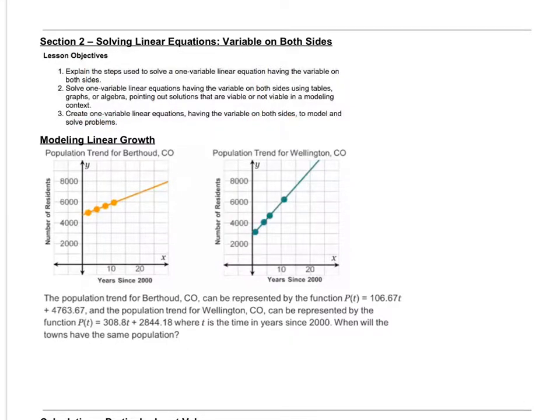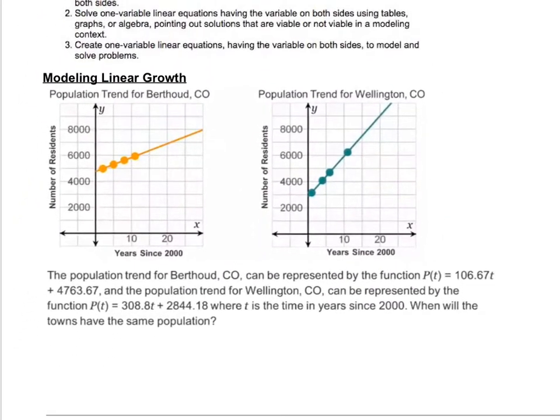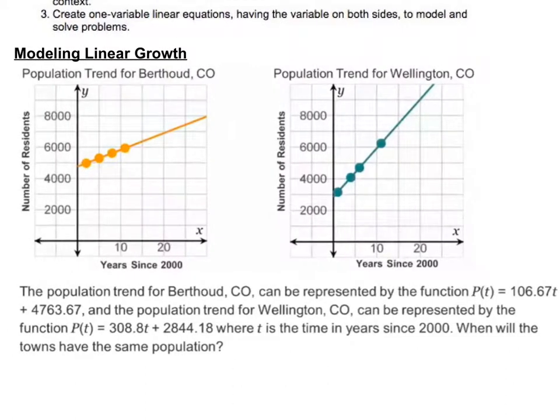solve problems. So, first thing we want to talk about here is this problem where you've got these two towns in Colorado, okay? You've got the population for Berthoud, Colorado, and then you have a population trend for Wellington, Colorado. So your x-axis is the years since the year 2000, and then your y value is the population.